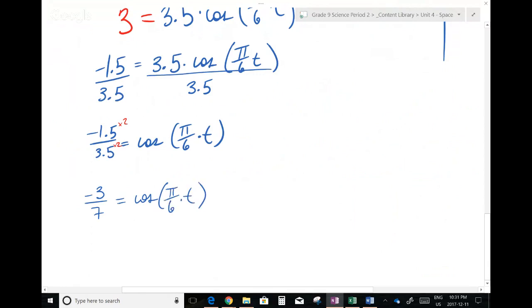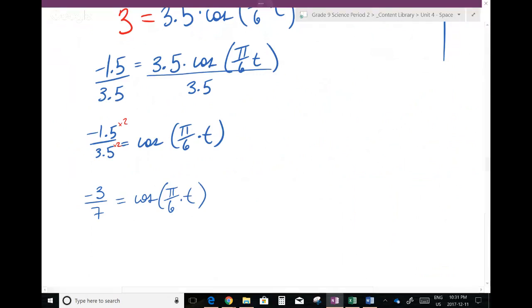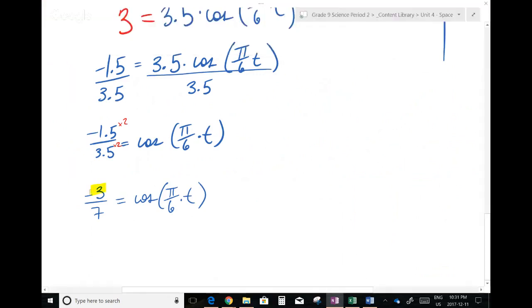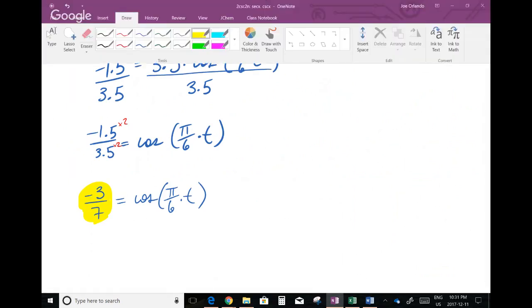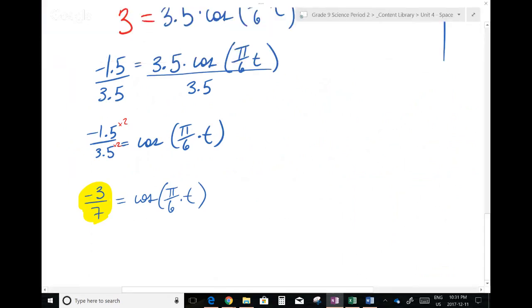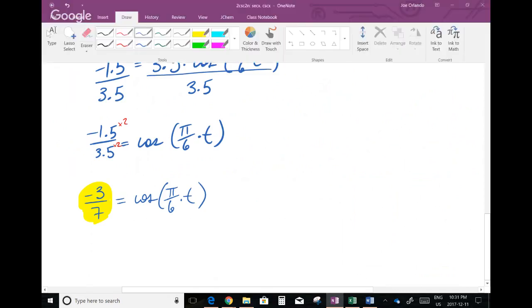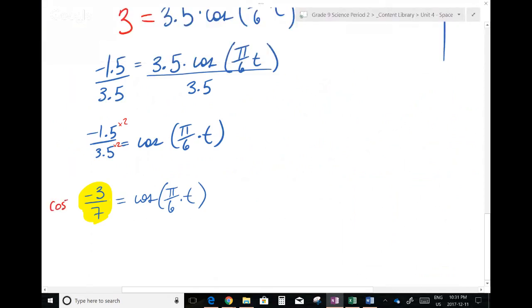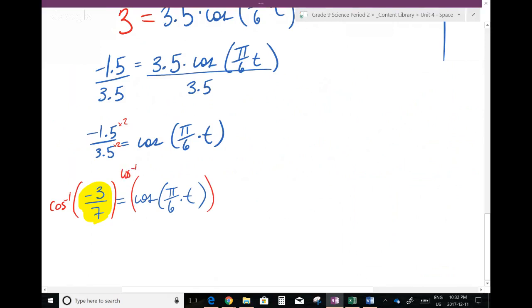Now, because it's a periodic function, we always recommend you work with the related acute angle. So keep in mind that to get rid of this cos, we're going to do the cos inverse. All right, so we're going to take the cos inverse of this side and the cos inverse of that side. And because we're taking the cos inverse, here it's just going to cancel the cosine. That'll leave us with pi over 6 times t. But here we're actually taking the cos inverse of this number.